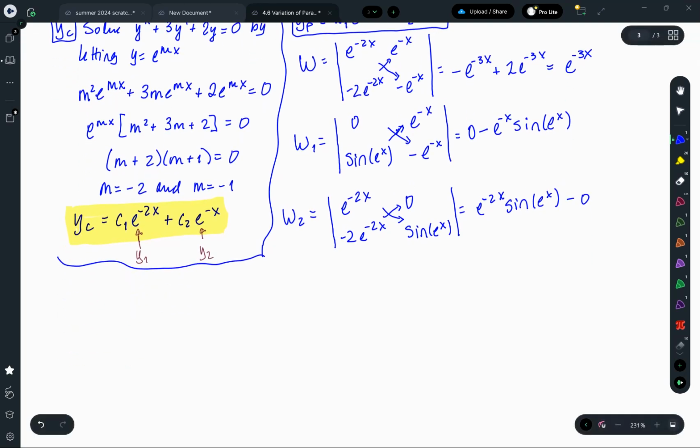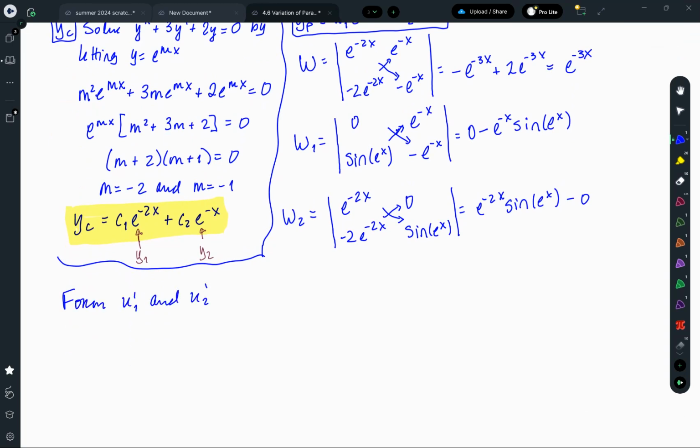All right, so we have our determinants. Now we can form u1 prime and u2 prime. So u1 prime is W1 over W. W1 was negative e to the minus x sine of e to the x over e to the minus 3x, which when I bring that e to the minus 3x upstairs, it becomes a positive, and when it multiplies with the e to the minus x, I end up with a negative e to the 2x sine of e to the x.